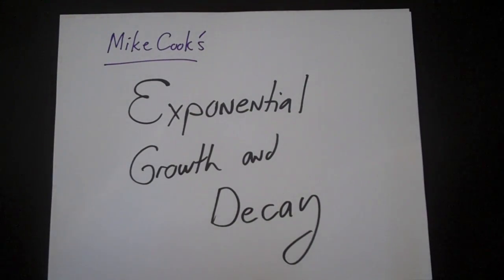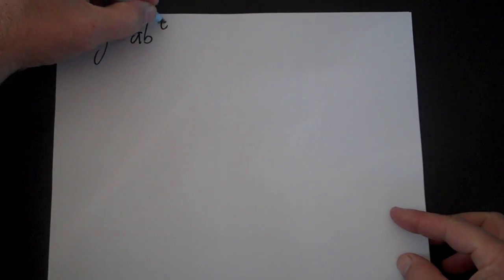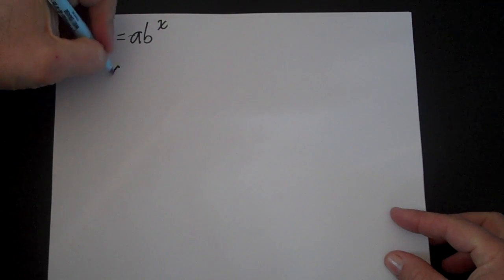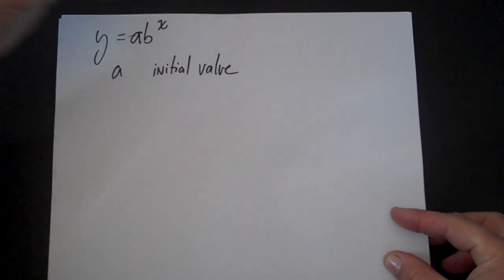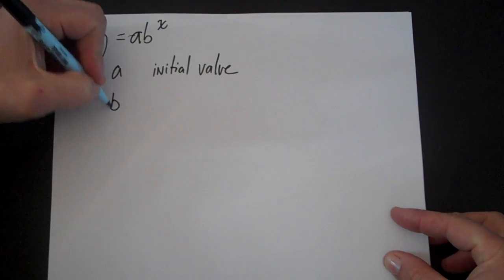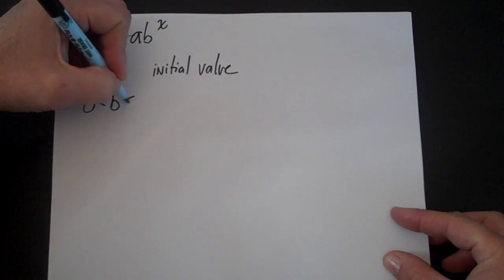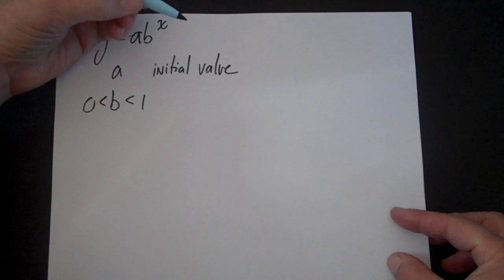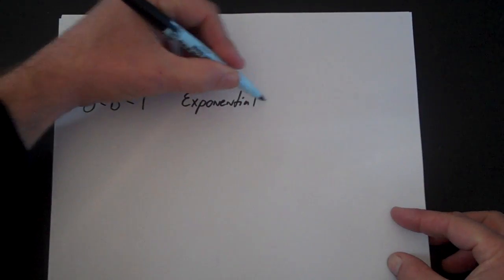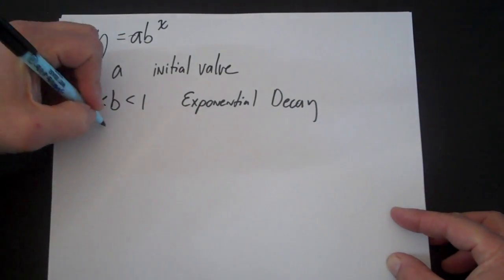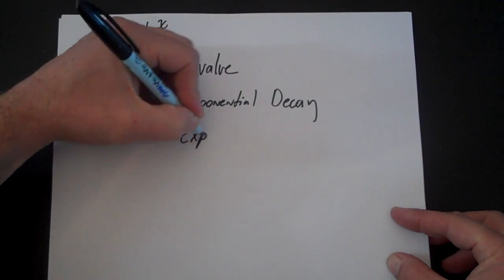Let's look explicitly at exponential growth and decay problems. So we're looking at exponential growth problems of the form y is equal to a times b to the x. And the trick here is that a will be the initial value. If b is between 0 and 1, then this is going to be an exponential decay problem. And if b is greater than 1, this is going to be an exponential growth problem.